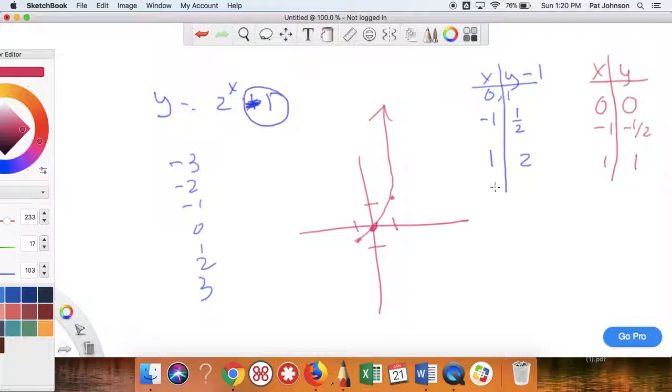And you see our asymptote before was y equals 0. It went down 1, so 0 minus 1, our new asymptote is y equals -1. So remember, it's going to approach -1 and never touch it. And that's how we would graph it. The domain is still all real numbers, and the range is y greater than -1. It's not equal to because it never touches.